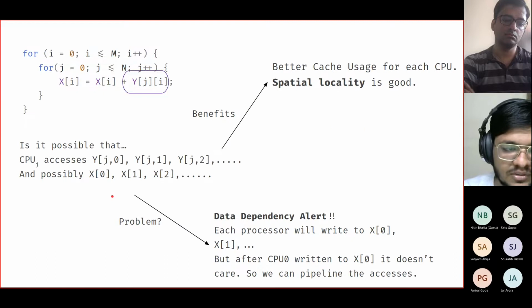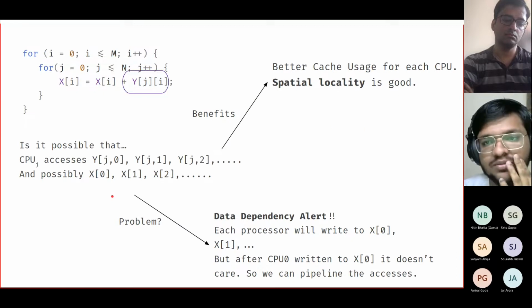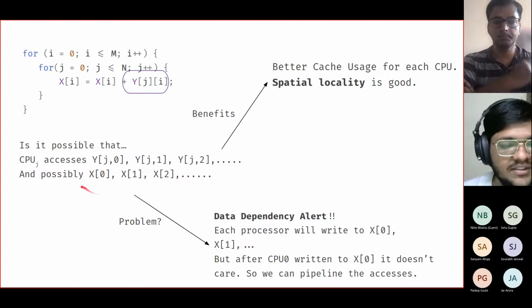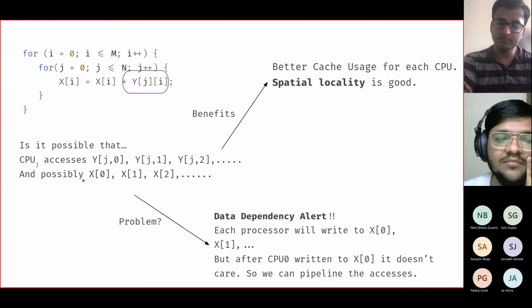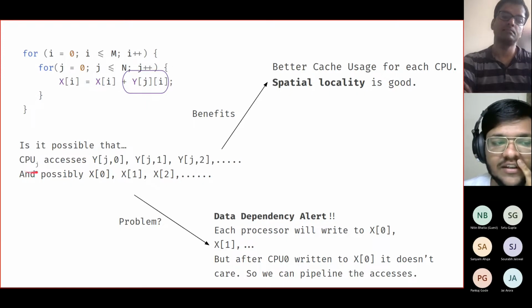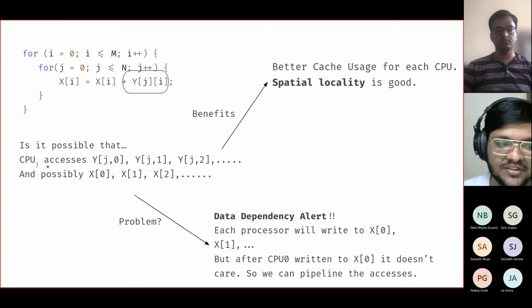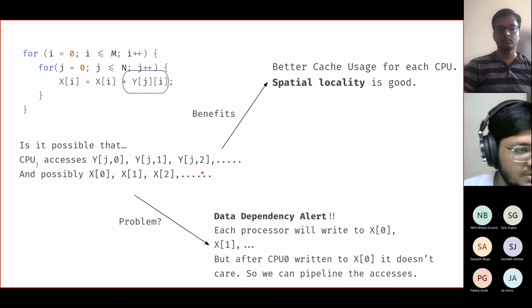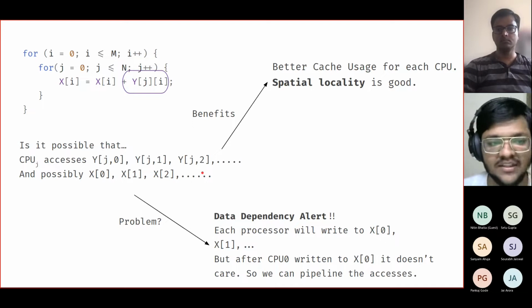So to get more cache locality, let's think about a scheme. Let's say each thread or each CPU accesses a particular row of y. It's going to access y[j][0], y[j][1] or y[j][2], and possibly it can also write to x[0], x[1] and x[2]. So we can see this particular scheme.